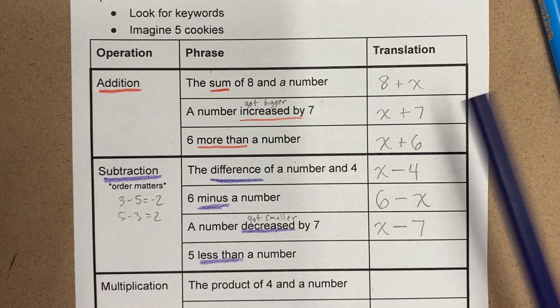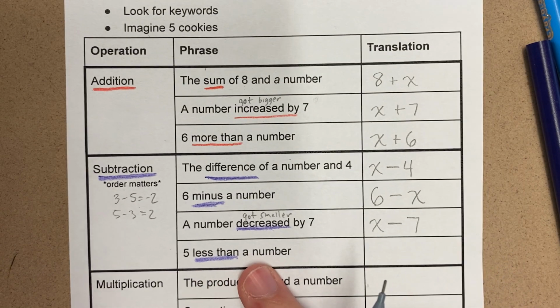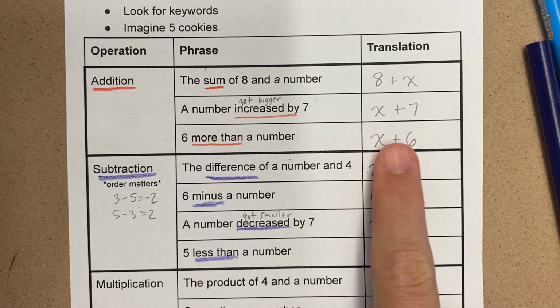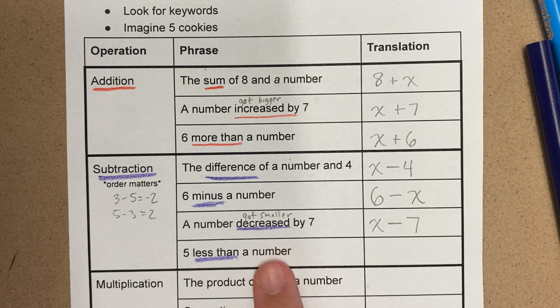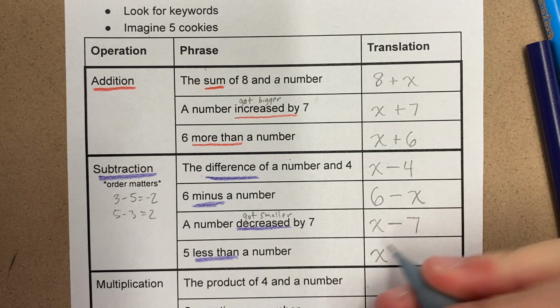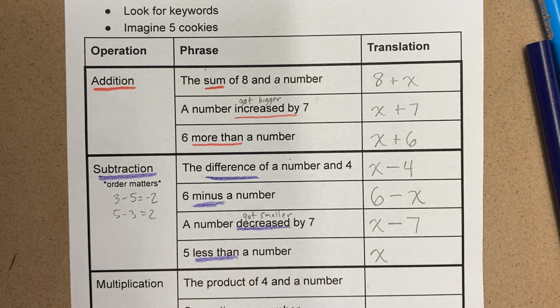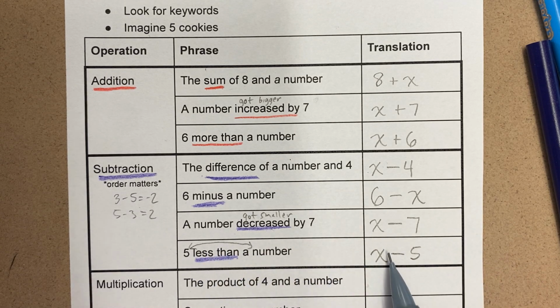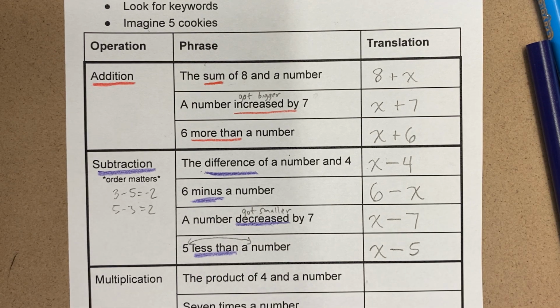Okay, careful here. Look at the order. 5 less than a number. Remember when I said more than a number? I started with a number and I said, oh, now I have 6 more than that number. Here I'm starting with a number, and then I have 5 less than that. I'm taking 5 away. So I want you just to observe the switched order here. I'm starting with a number and I have 5 less than that number. I'm taking 5 away from that number.